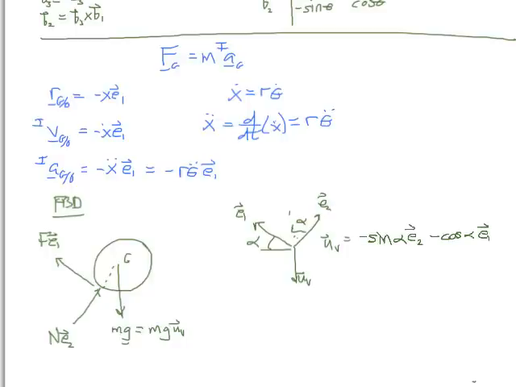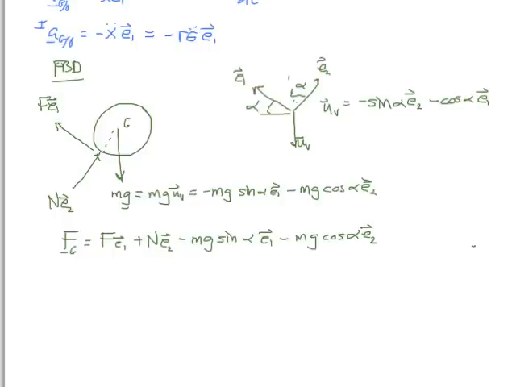And so now this gives us the relationship of our gravity vector, or our force due to gravity, in an inertial basis when we apply this to our free body diagram. So we get negative mg sine alpha in the E1 direction minus mg cosine alpha in the E2 direction. And then we sum all the forces together to get the force on G. So it's our friction in the E1 plus our normal force in the E2, and then add to that the gravity vector, which is now defined in the inertial basis.